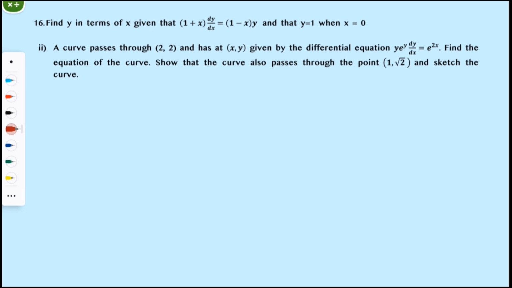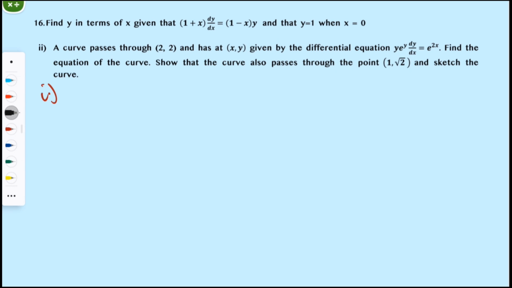Find y in terms of x, given that 1 plus x dy by dx equals to that, and that y equals 1 when x equals 0. The curve passes through 2, 2 and has at xy given by the differential equation that. Find the equation of the curve. Show that the curve also passes through this point and sketch the curve.